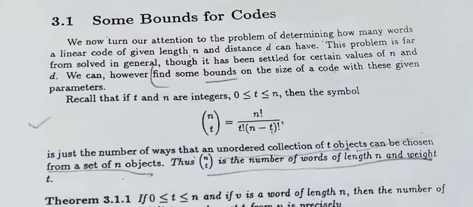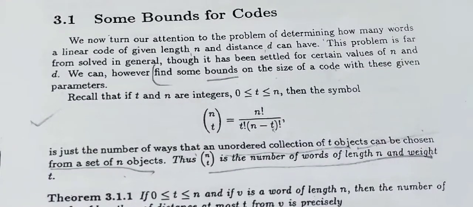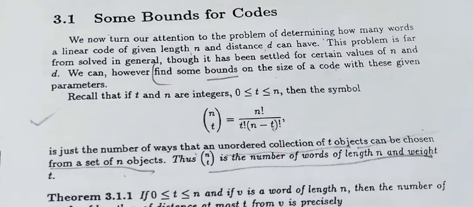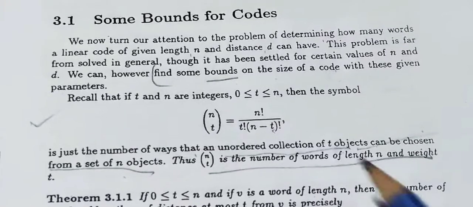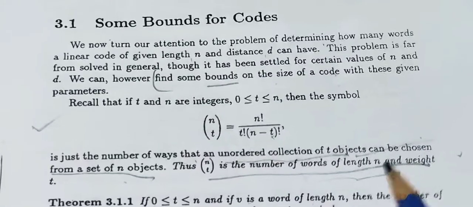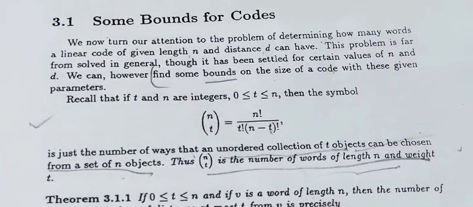So first, if t and n are integers with 0 less than or equal to t less than or equal to n, the symbol nCt normally means n factorial divided by t factorial times (n minus t) factorial. So nCt means the number of words of length n and weight t. So this is nCt.